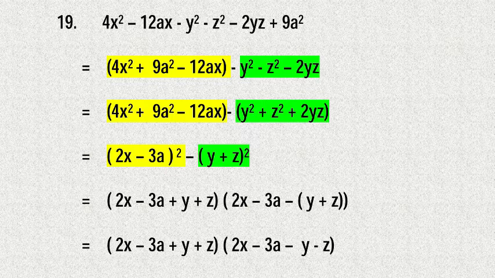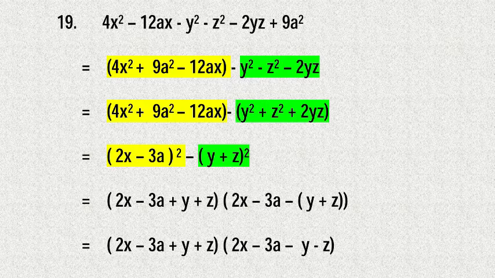In the third step, take out minus as a common factor in the second group. It results in y square plus z square plus 2yz. Now it can be expressed by using the identities a minus b whole square and a plus b whole square respectively. Now you have a standard format: 2x minus 3a whole square minus of y plus z whole square, that is a square minus b square. Express it as a plus b into a minus b.